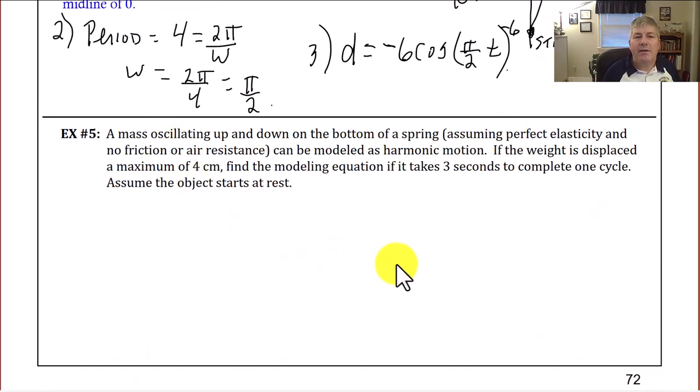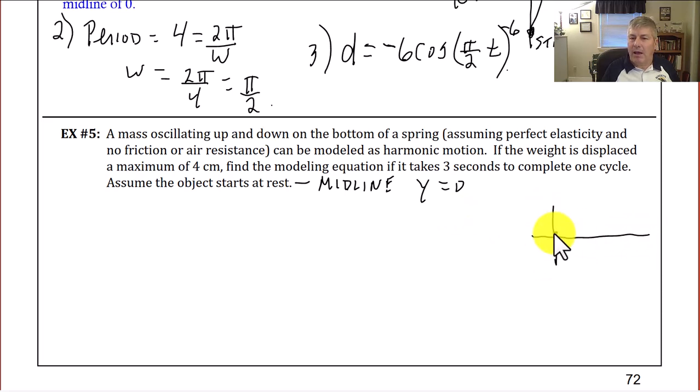In example 5, it says a mass oscillating up and down on the bottom of a spring, assuming perfect elasticity and no friction or air resistance, can be modeled as harmonic motion. If the weight is displaced a maximum of 4 centimeters, find the modeling equation if it takes 3 seconds to complete one cycle. Assume the object starts at rest. So if we start at rest, we'll have a midline at y equals 0, or our x-axis. And so if we're starting at rest, we're going to start at our origin, and I would use sine.